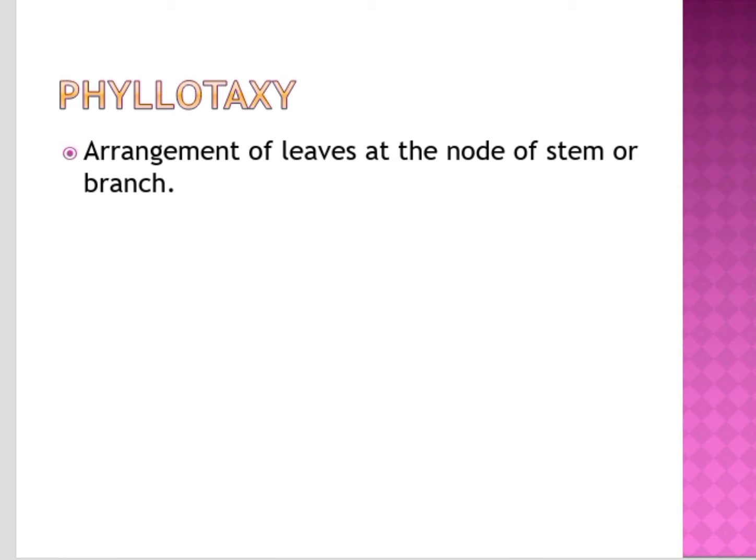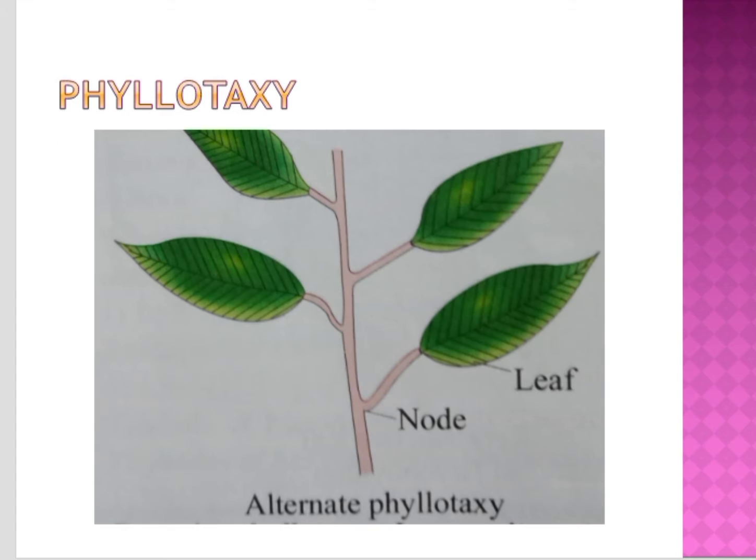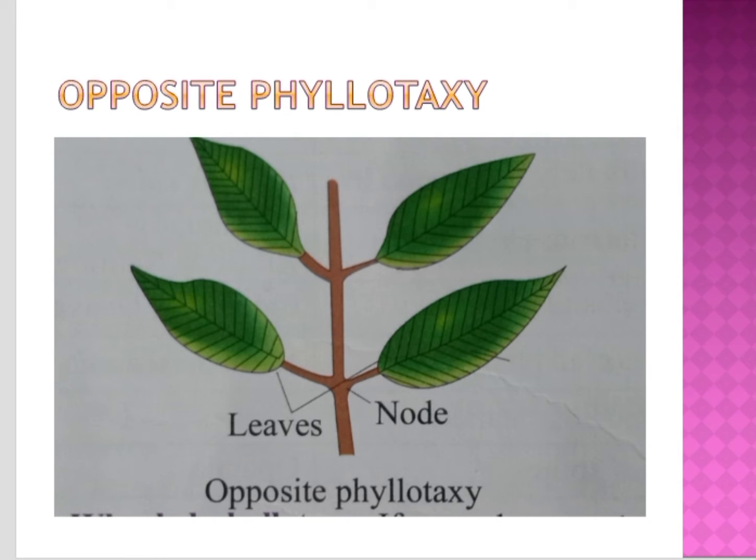Next, phyllotaxy, that is the arrangement of leaves at the node of a stem or branch. These are divided into three types: alternate, opposite and whorled phyllotaxy. First, let us see the alternate. We see this alternate type in mustard, hibiscus, sunflower and like plants. What is the speciality in this? At each node only one leaf arises, that is the alternate type. A single leaf arises at each node. That is seen in hibiscus, sunflower, mustard.